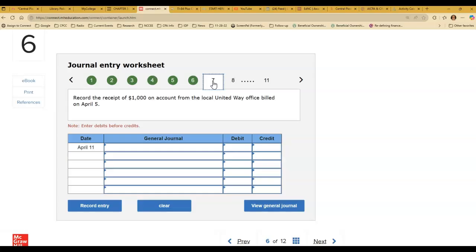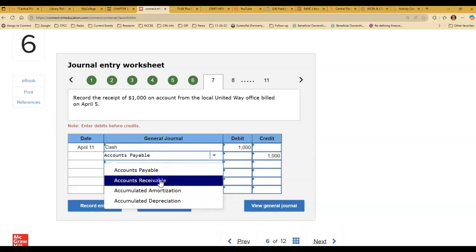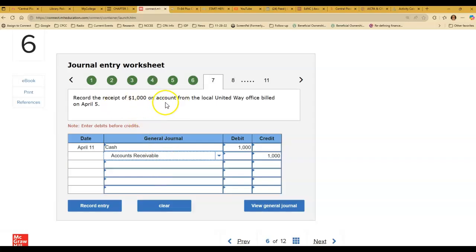Number 7, record the receipt of $1,000 on account from the local United Way office billed on April 5th. Okay, $1,000. We're receiving it, so cash is going with a debit. Good. Good. How do you know it's accounts receivable? Well, right there it says on receipt on account.